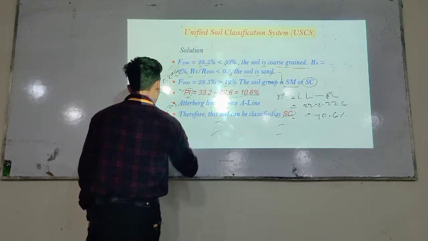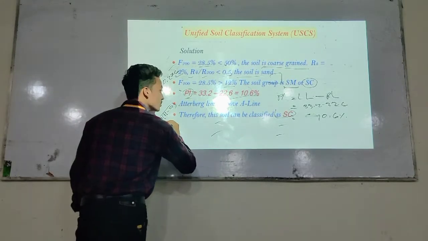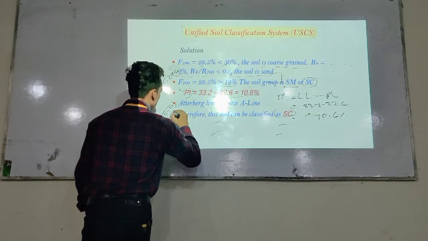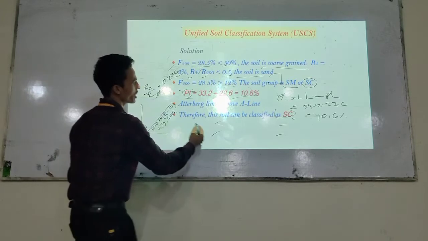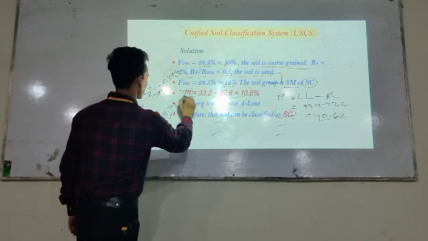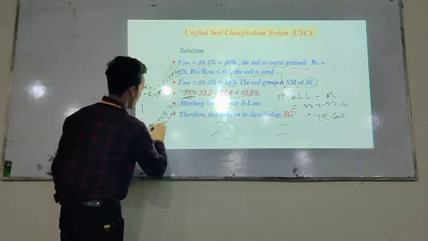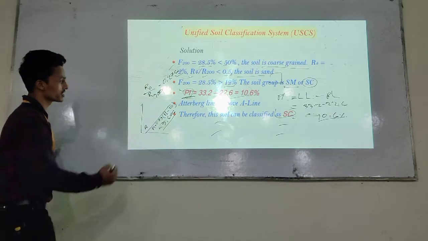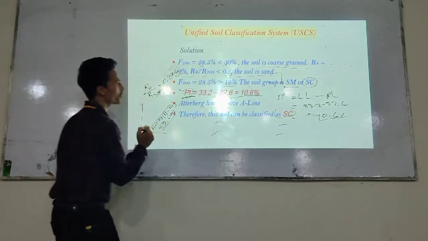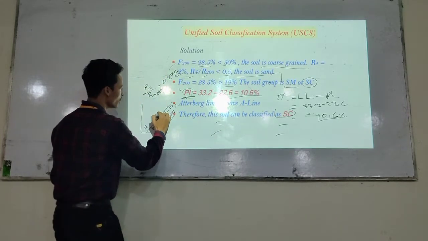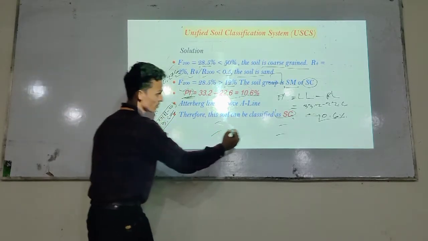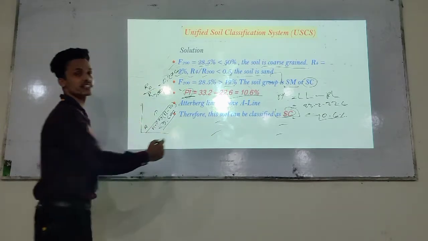The result is 9.676, but what we found here is 10.6%. If we put in the plastic limit, then we find on the line 9.676, but what we found is 10.6%. That's why it is above the Atterberg limit A-line. So we can say that it is clayey sand or clayey sand with gravel.